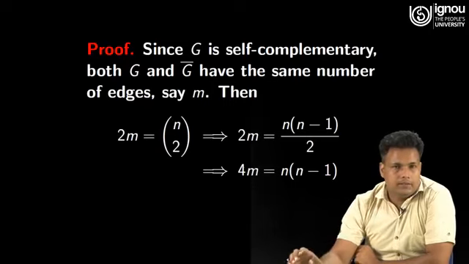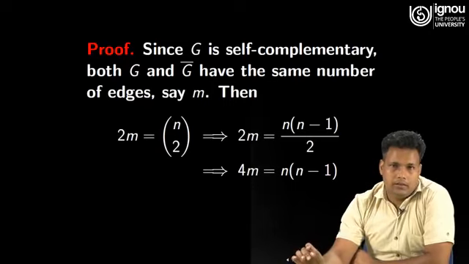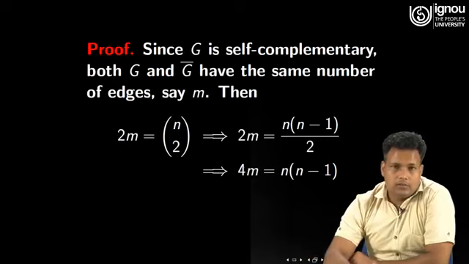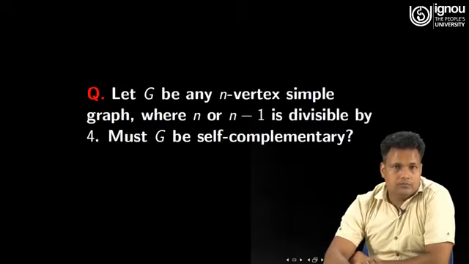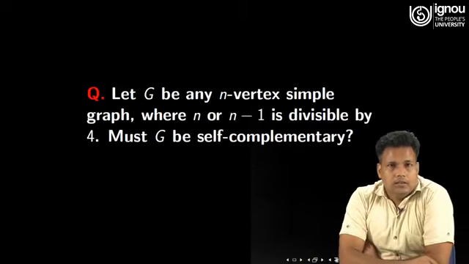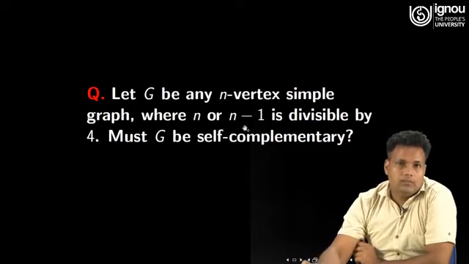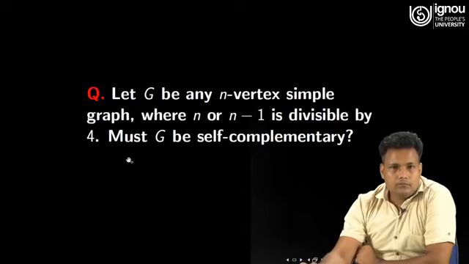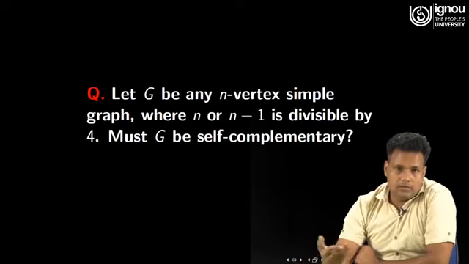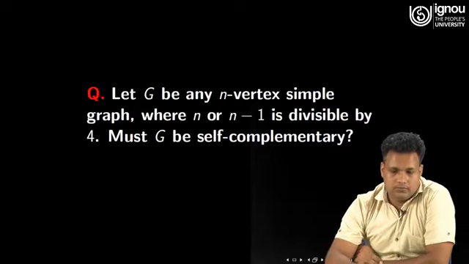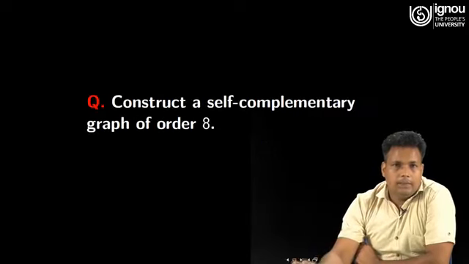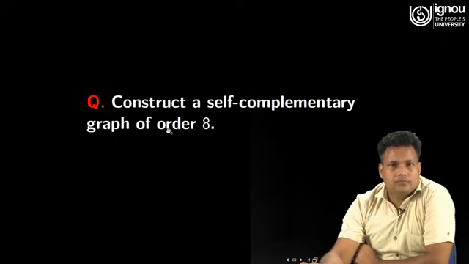So this is just a property of self-complementary graphs. However, the converse of this theorem is not true. That is, let G be any n vertex simple graph where n or n minus 1 is divisible by 4, then G need not be self-complementary, right? And you can construct a counterexample easily. Let's look at another question.